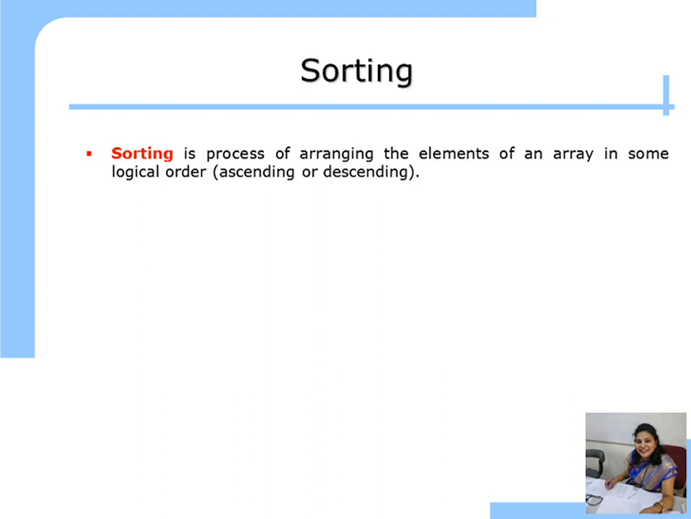Now recollect what I told. Linear search has more time complexity and binary search has less time complexity. But binary search can apply only on sorted data. Why? Because if you keep your data in ascending or descending order, in some logical order, then you can easily perform the searching operation on that data.